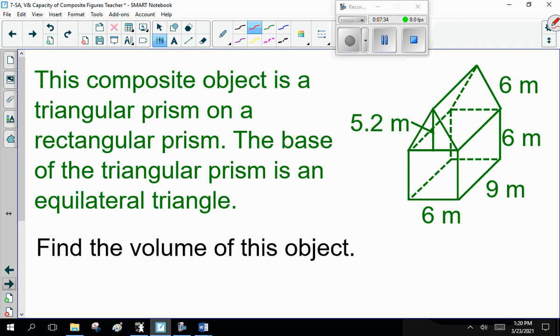Now, let's do another volume. The composite object is a triangular prism on a rectangular prism. The base of the triangular prism is an equilateral triangle, which means all three sides are the same. Find the volume of this object. So we have this triangular prism on top.